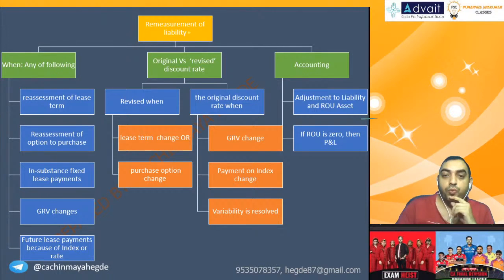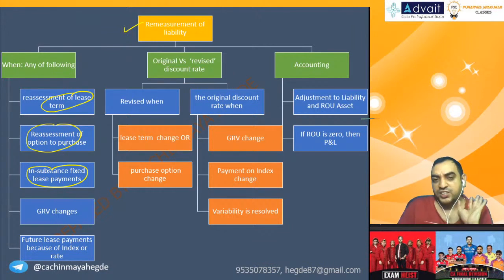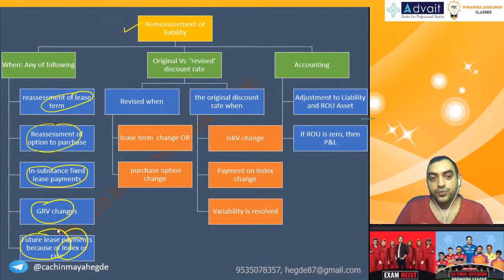Now remeasurement. Remeasurement takes place when the lease term is reassessed. Earlier you thought you would purchase in this example, now you're thinking, no, I will not purchase. Reassessment of lease term, reassessment of option to purchase. Earlier you thought you will not purchase, now you think you will purchase. In substance, fixed lease payments, the GRV changes, the residual value will change. Estimations are changing, future lease payments change because of an index being changed. So for these reasons, it is called remeasurement.